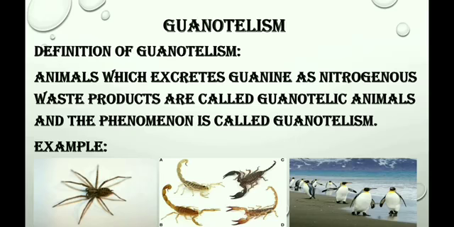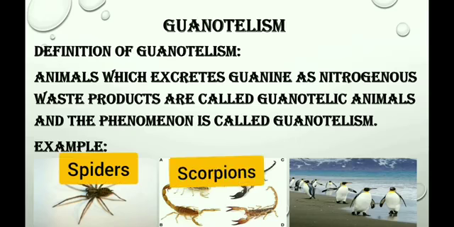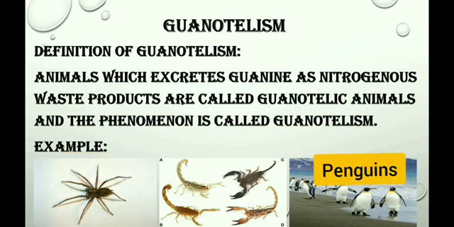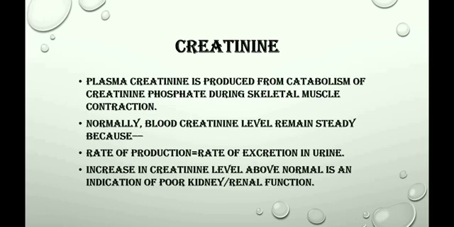Examples for guanotelism are spiders, scorpions, and penguins. Talking about the next nitrogenous waste product, that is creatinine. Plasma creatinine is produced from catabolism of creatine phosphate during skeletal muscle contraction. Now, how does this happen? Whenever you are doing any kind of activity, your skeletal muscles contract. During this process, plasma creatinine is produced because creatinine is broken down from creatine phosphate. Phosphate provides you energy and creatinine enters your blood, that is your plasma. So they are called plasma creatinine.